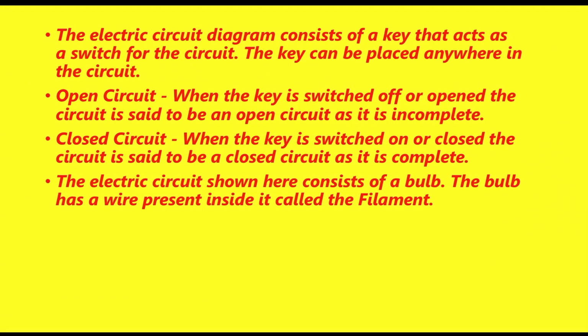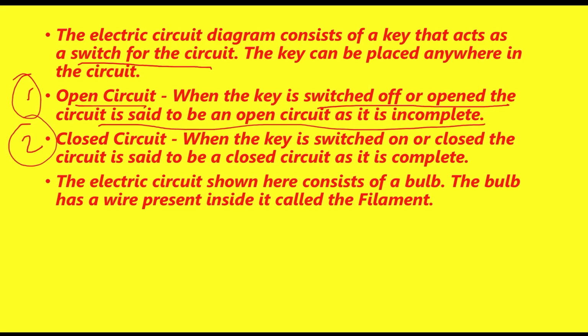Next, the electric circuit diagram consists of a key that acts as a switch of the circuit. It can be placed anywhere in the circuit. Two types of circuit are there. First, open circuit. When the key is switched off or open, the circuit is said to be an open circuit. Second, closed circuit, when the key is in switch on position.